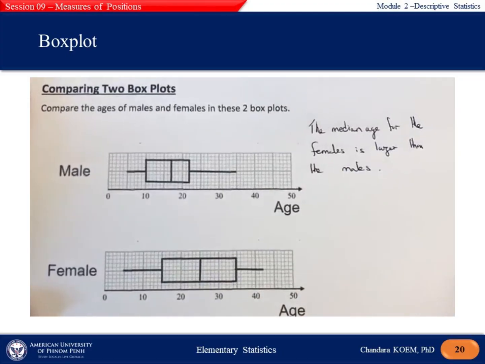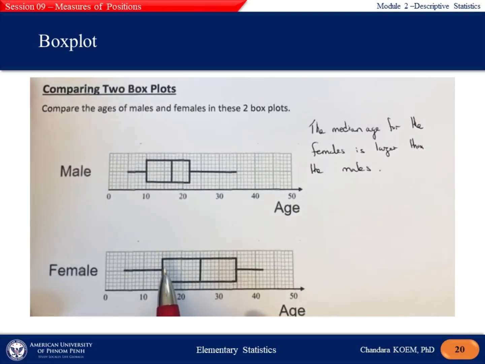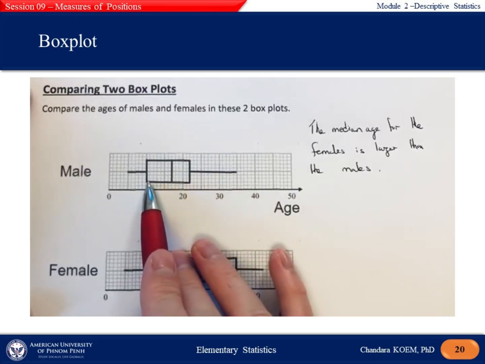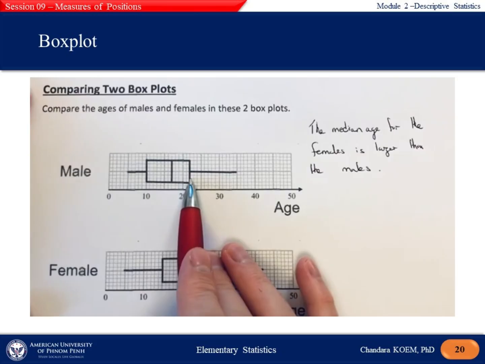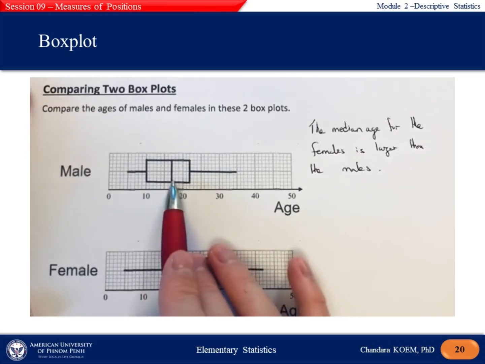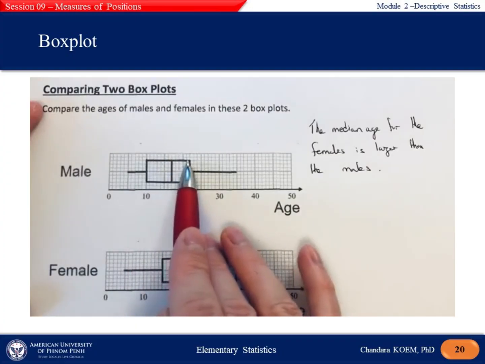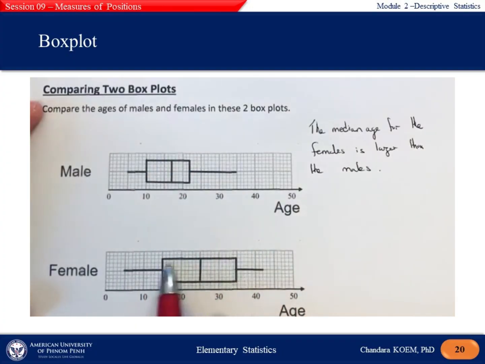And then the other thing to compare with the box plots is the interquartile range. The interquartile range is the difference between the upper quartile and the lower quartile. But when you've got a box plot, you don't really need to work it out, because you can see the interquartile range by just looking at the length of the rectangle.